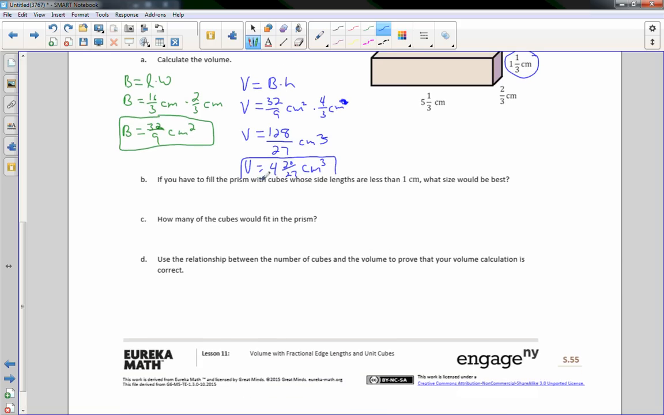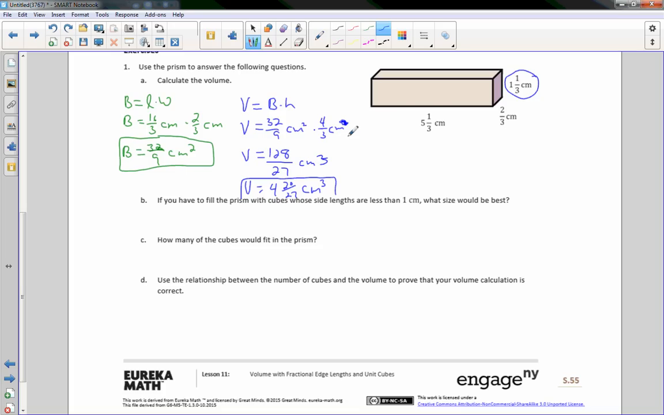B, if you have to fill the prism with cubes whose side lengths are less than 1 centimeter, what size would be best? Okay, so now if we look at our dimensions of this thing, 5 1/3, 2/3, 1 1/3. I would bet that the 1/3 by 1/3 by 1/3 centimeter cube would be the best fit. Okay. So we can take up those areas and not have any spaces. So how many cubes would fit into the prism if they're 1/3 by 1/3 by 1/3?